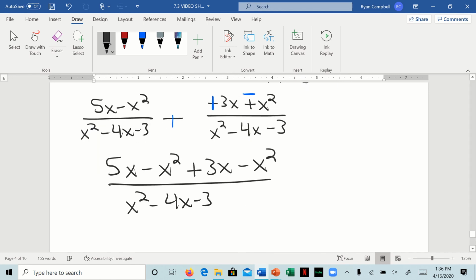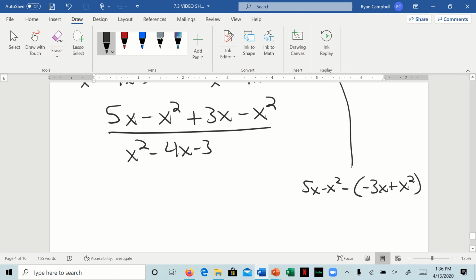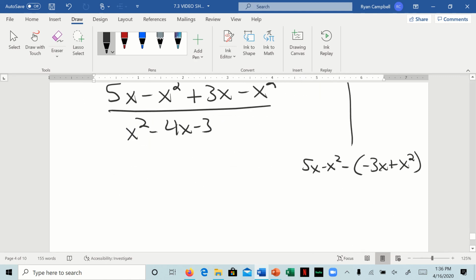Or again, if you want to do it the other way that we were doing, right? 5x minus x squared minus, and then you just put the parentheses, negative 3x plus x squared, right? If you want to do it that way, that's totally okay. And then just know that that's a negative 1 in front, then distribute the negative 1, you end up with the same answer, right? So that can be another way to do it.